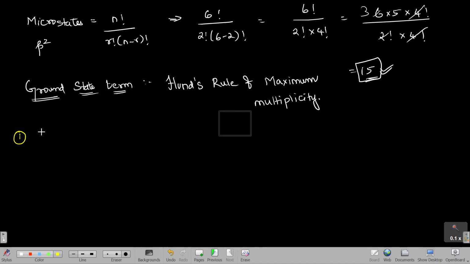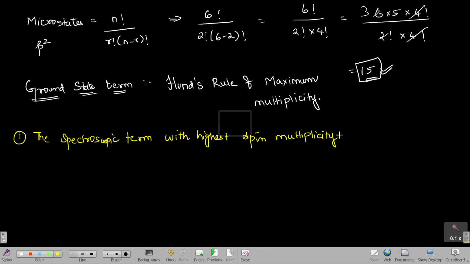you need to consider is the S value, okay? The spectroscopic term with highest spin multiplicity will be the ground state. Now what do you mean by highest spin multiplicity? Maximum 2S plus 1 value. The 2S plus 1 value needs to be maximum, okay?